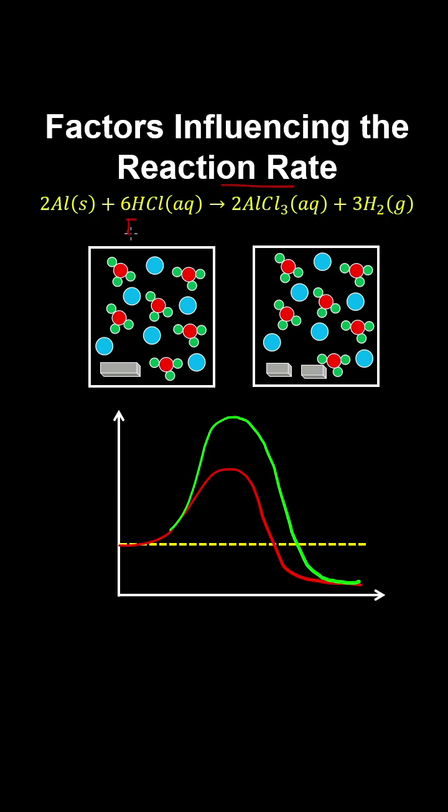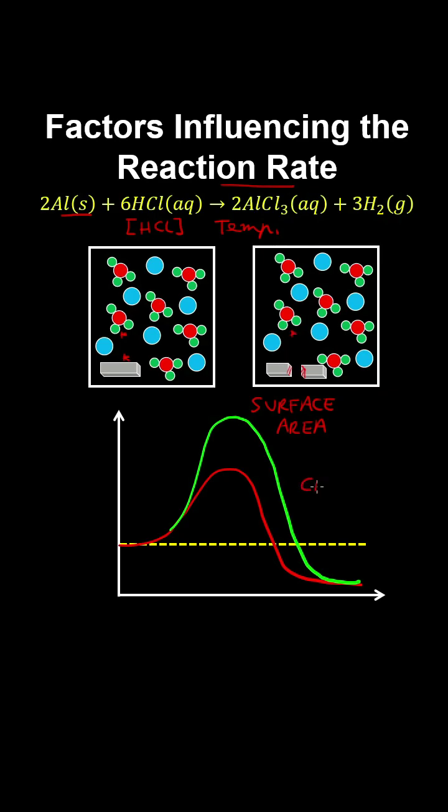So for example, if the concentration of hydrochloric acid in this reaction increases in an aqueous solution, then more collisions between these hydronium ions are going to occur with the aluminium solid bar. Now another factor is temperature. So an increase in temperature causes more collisions between the molecules and the aluminium solid. And another factor is surface area. So if you break the aluminium bar into two, then you have more aluminium atoms on the different sides of these bars that can collide with the hydronium ions.